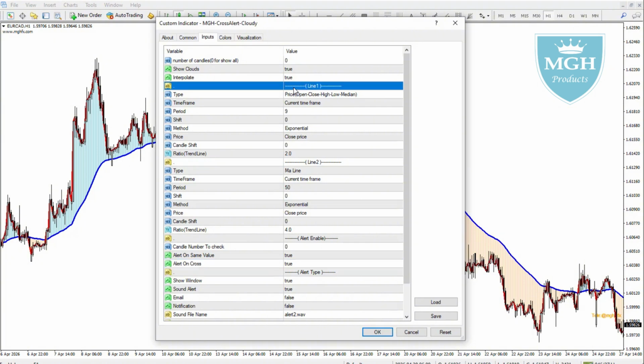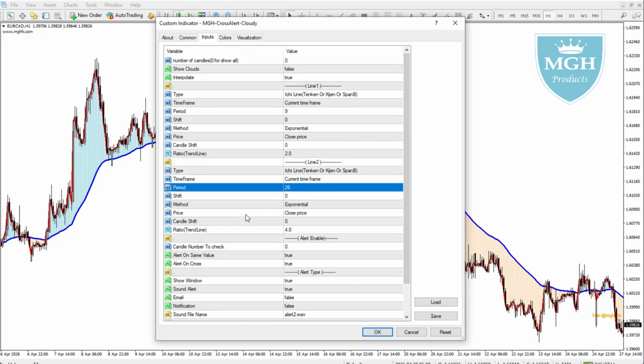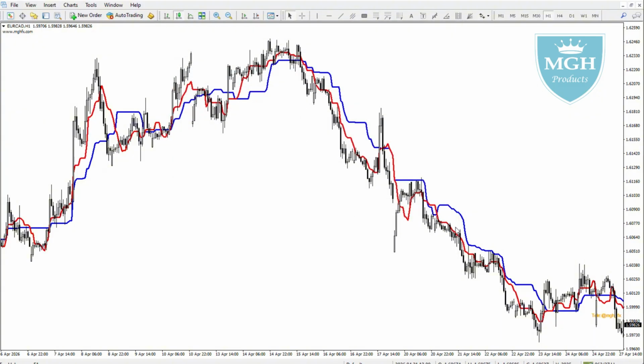Let's start with the default setting. Line 1 is set to Ichi line with period 9, that's Tenkan-sen, and line 2 is set to Ichi line with period 26, that's Kijun-sen. Both are on the current time frame. Show clouds is off. On the chart, you can see the two lines, the fast red Tenkan and the slower blue Kijun, drawn without any cloud fill. The indicator simply watches when these two cross and sends you an alert. This is the classic Ichimoku cross setup.